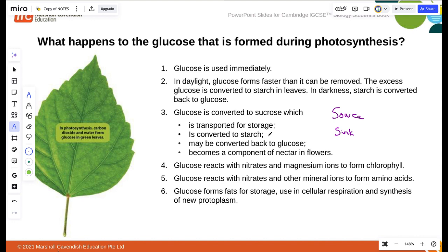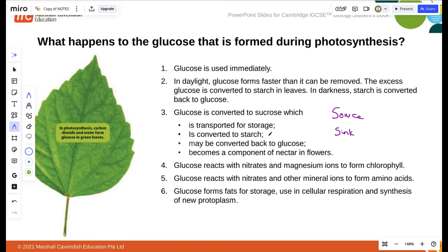Okay. Now, you say the glucose reacts with nitrate and magnesium ions to form chlorophyll. I've already explained this from the beginning. The glucose the plant manufactures will react with nitrate and magnesium ions to form chlorophyll. So this is how the plant manufactures chlorophyll. They manufacture it by themselves, using the glucose they make and the nitrate mineral ions they get from the soil. You know, the xylem vessel carries the water and mineral ions. One of the minerals is the nitrate from the soil, and the magnesium from the soil. So they react together to form the chlorophyll.